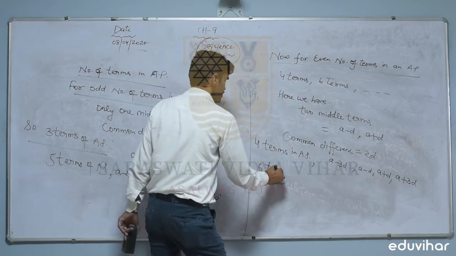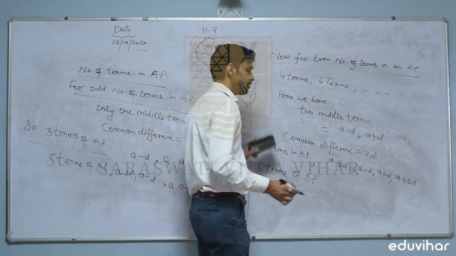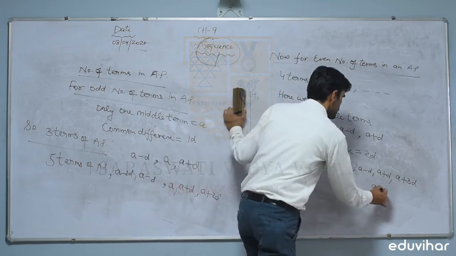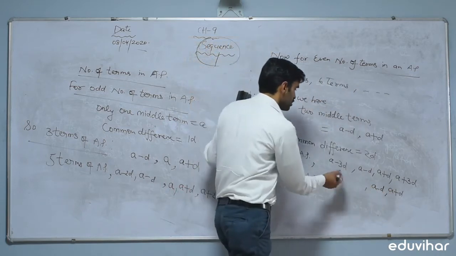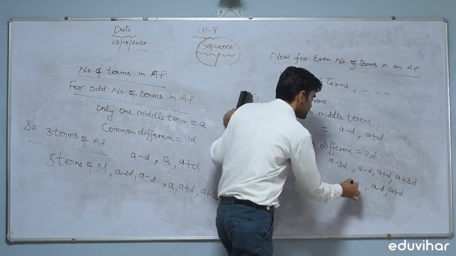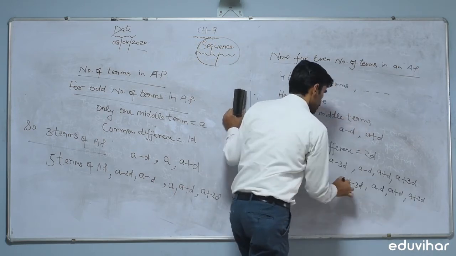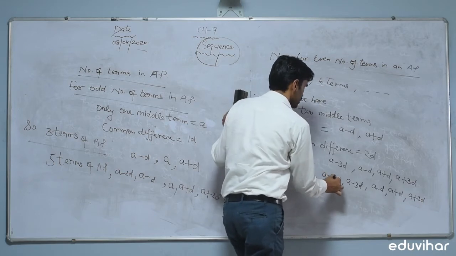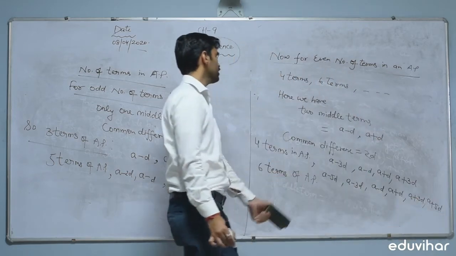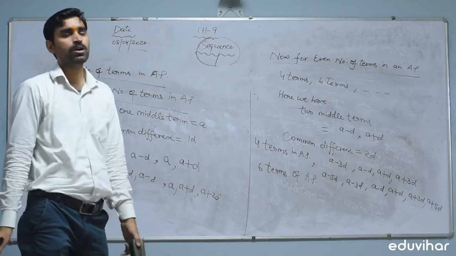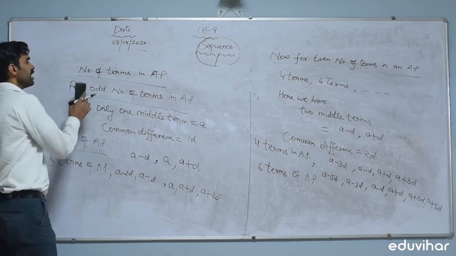Next, 6 terms of AP can be written down as A minus D, A plus D, these are the middle terms, with a common difference of 2D, then A minus 3D, A plus 3D, and now A minus 5D and A plus 5D. In this way, we can find the odd number of terms and even number of terms in an AP.